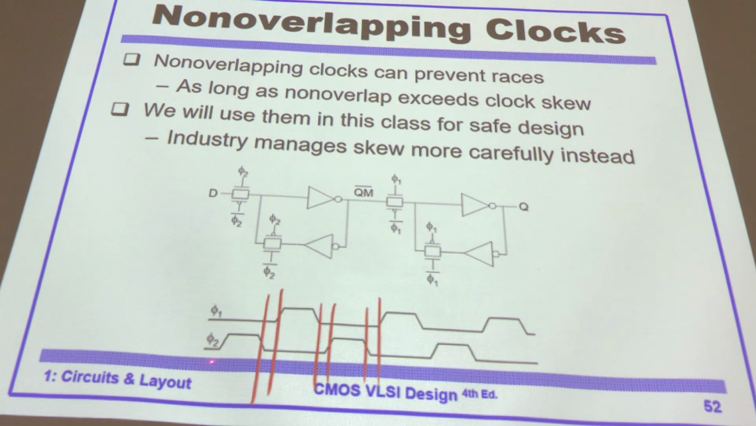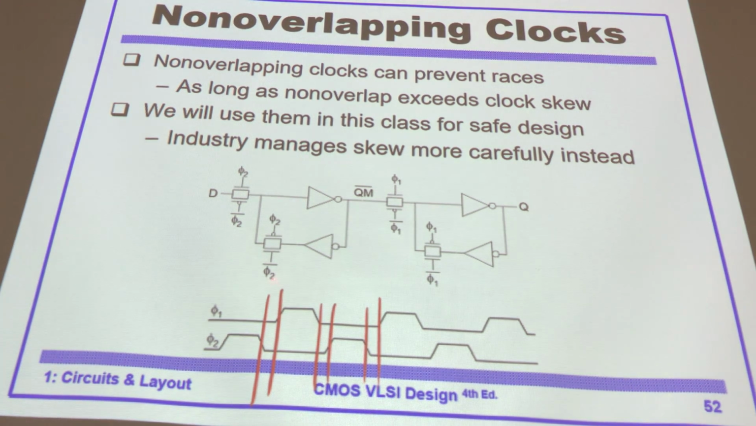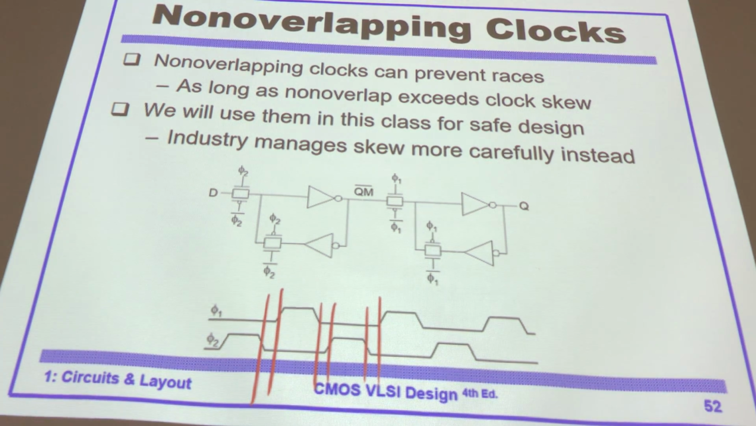Phi 1 or phi 2 controlling this stage and the other stage, respectively. But both cannot be on simultaneously. Otherwise, if there's clock skew, if phi 1 and phi 2 look like this, you might have a problem.